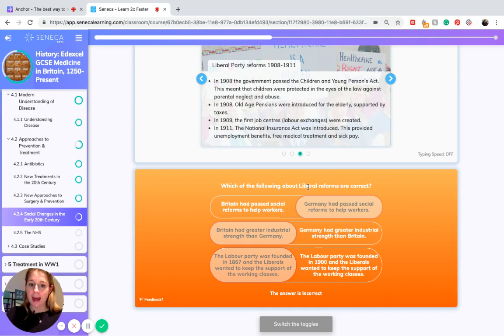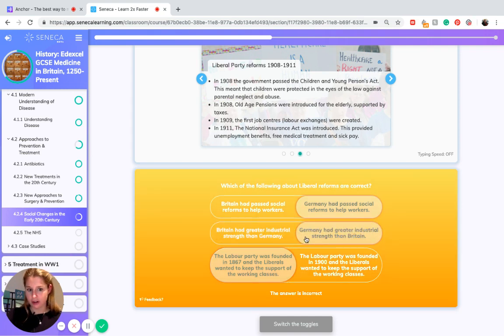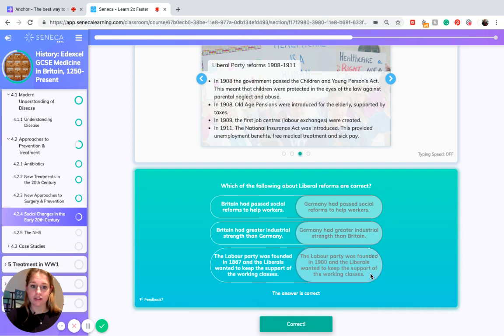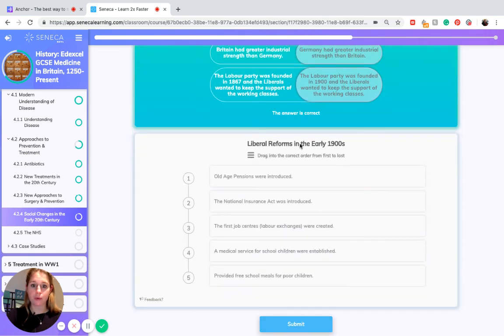So let's just look back on what these liberal reforms were and what their impact was. So we know that Germany had passed social reforms to help workers, which encouraged Britain to do the same as they didn't want to fall behind. We know that Germany had greater industrial strength than Britain, possibly as a result of this. And also that the Labour Party was founded in 1900 and the Liberals wanted to keep the support of the working classes. So what were the liberal reforms in the early 1900s and in what order?